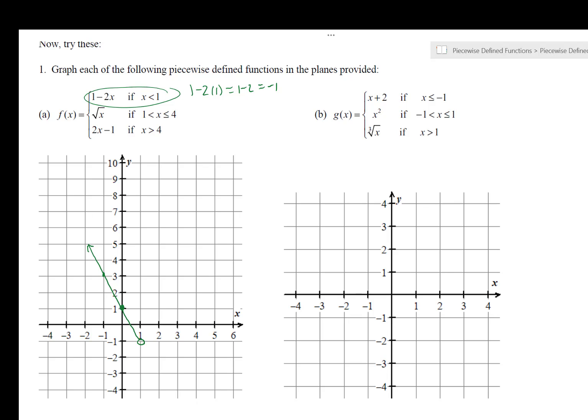That is the line y equals 1 minus 2x, and notice it's only true for values of x less than 1. We then switch rules to square root x.